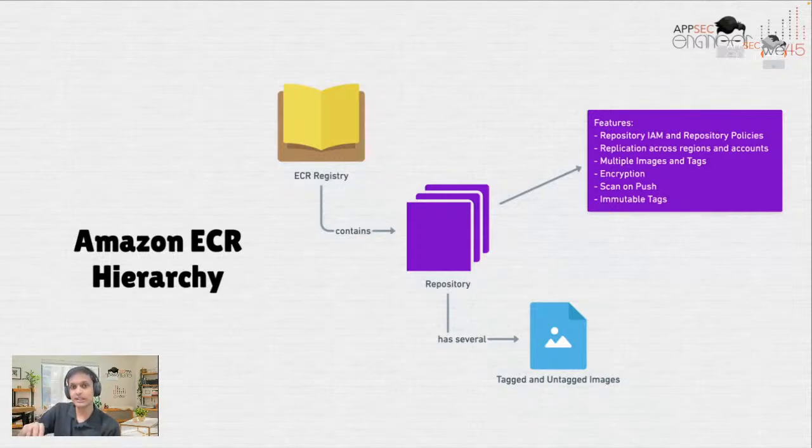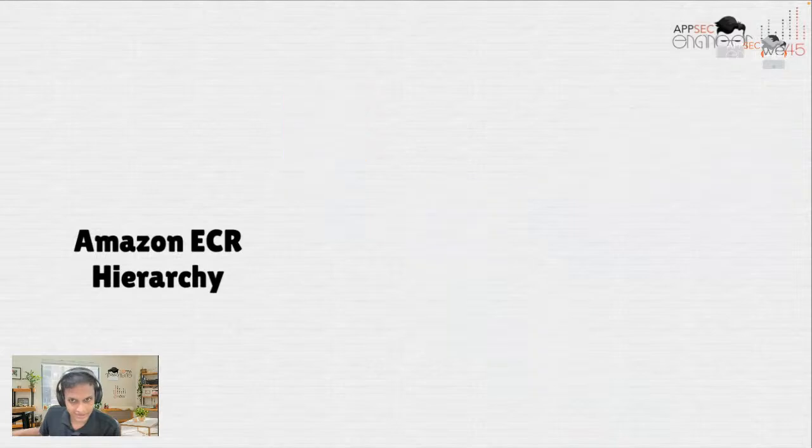And on the repository level, you can also enable encryption. So all of the images that you are going to be storing within that particular repository, you can encrypt them. It also provides a functionality called scan on push. Every time you push an image onto a repository, it can scan it for known vulnerabilities automatically. And finally, it can also have immutable tags.